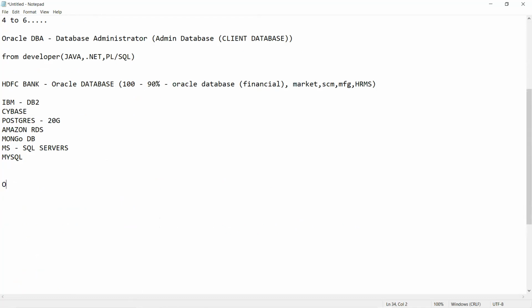Now I am talking about the Oracle database. We are seeing and hearing about GBs, which means you can save data up to gigabytes. After giga, you have terabytes. Now, if I ask you, HDFC Bank has been running for the past 20 years.